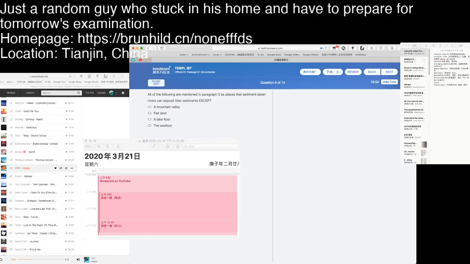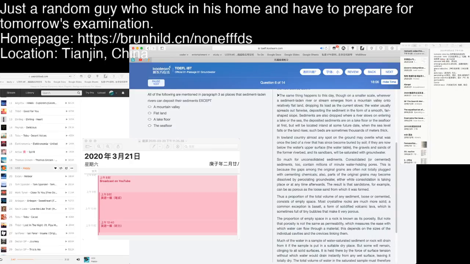All the following are mentioned in paragraph 3 as places that sediment-laden rivers can deposit their sediments except: a mountain valley, flatland, a lake floor, the seafloor. The sediment-laden rivers can deposit the sediments except.